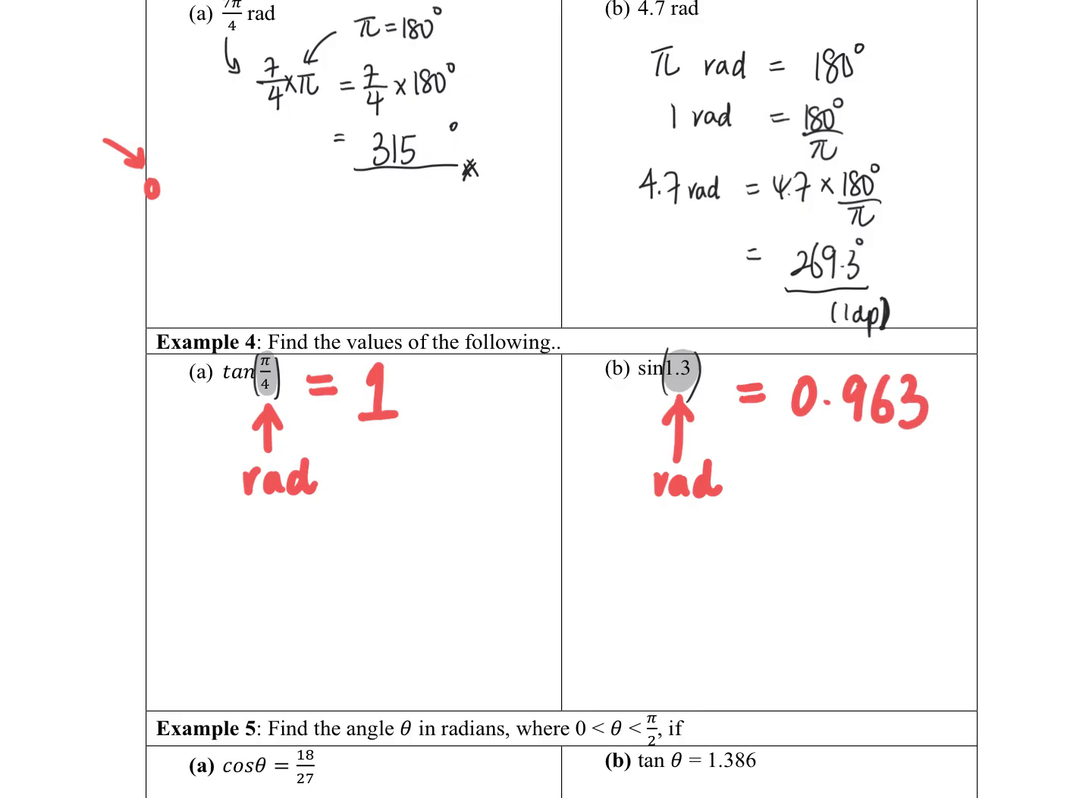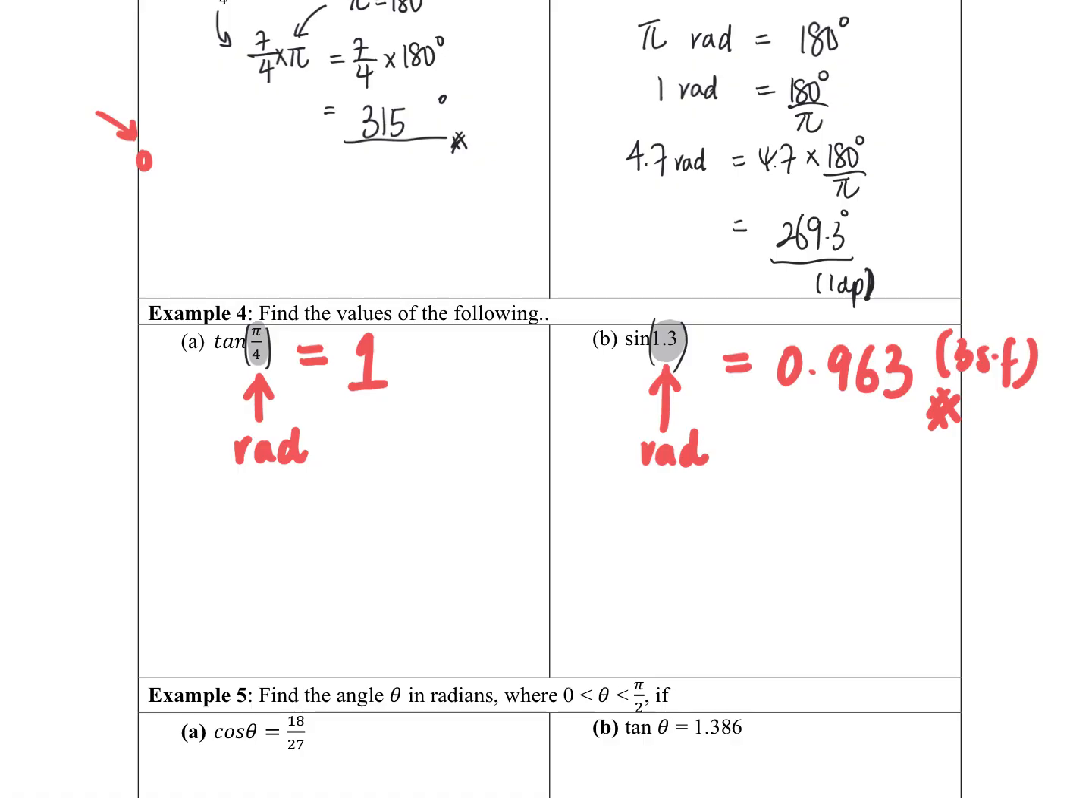0.963. Okay, you can have 5 sig fig, then round off to 3 SF. Oh, no, 0.964.